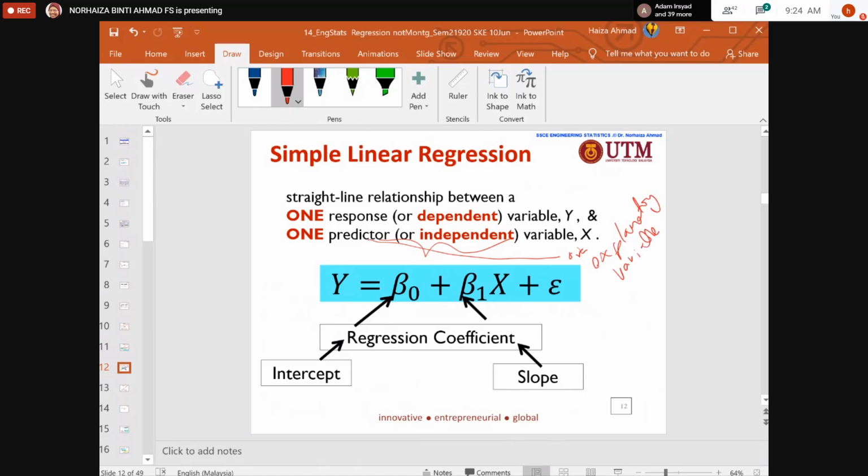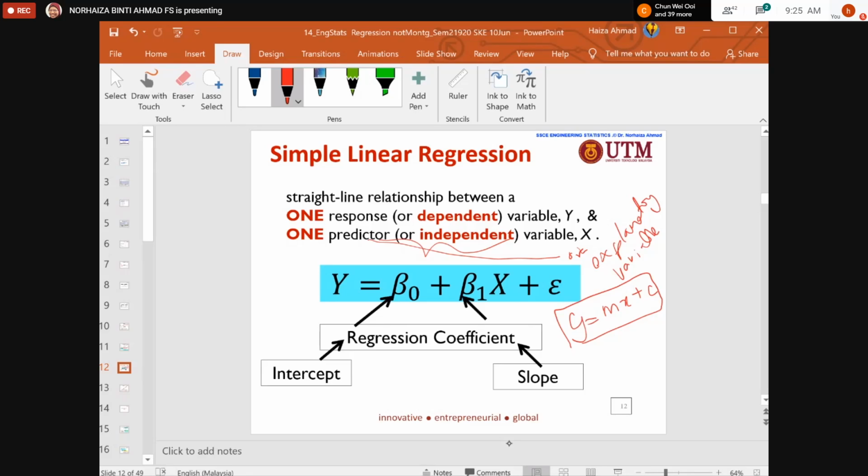So this is just like a persamaan garis lurus. Yang dulu you belajar y equals to apa? Mx plus c. Mx plus c kan? So persamaan garis lurus that you learned before in one period of your life, the technical term for that is called a simple linear regression model.